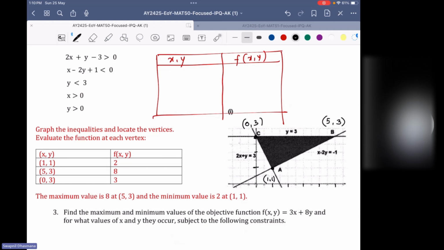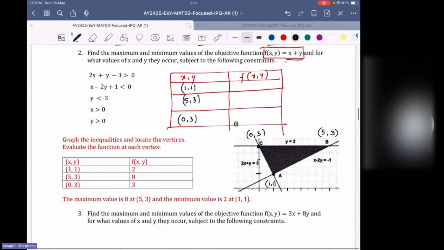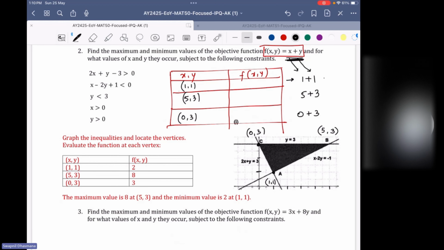Now you have to substitute the values. So I'll write here 1, 1, 5, 3, 0, 3. You have to substitute these here. So when I substitute the first one, it will be 1 plus 1. The second one would be 5 plus 3 and 0 plus 3. I'm replacing x here and y here. So this value is 2. This value is 8. This value is 3.